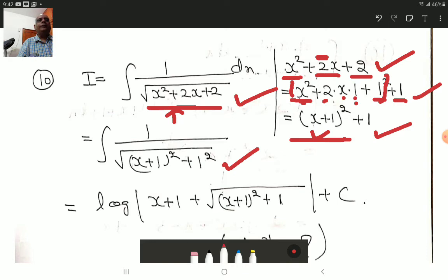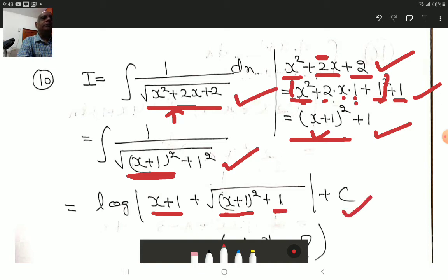Now it is of the type 1 upon square root of x square plus a square, and as you can recall, its integration should be log of modulus of x plus square root of x square plus a square. So in place of x we are having x plus 1. So it will be used there. So it is log of modulus of x plus 1 plus square root of x plus 1 whole square plus a square means 1 square, which is 1 only, plus c.